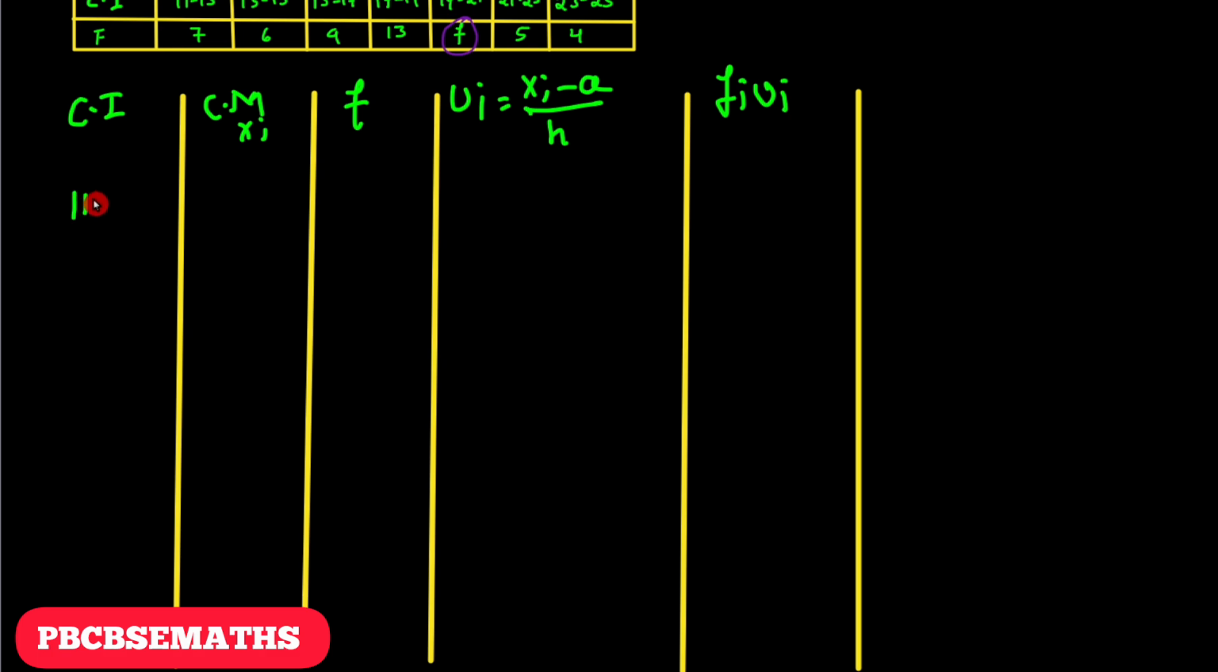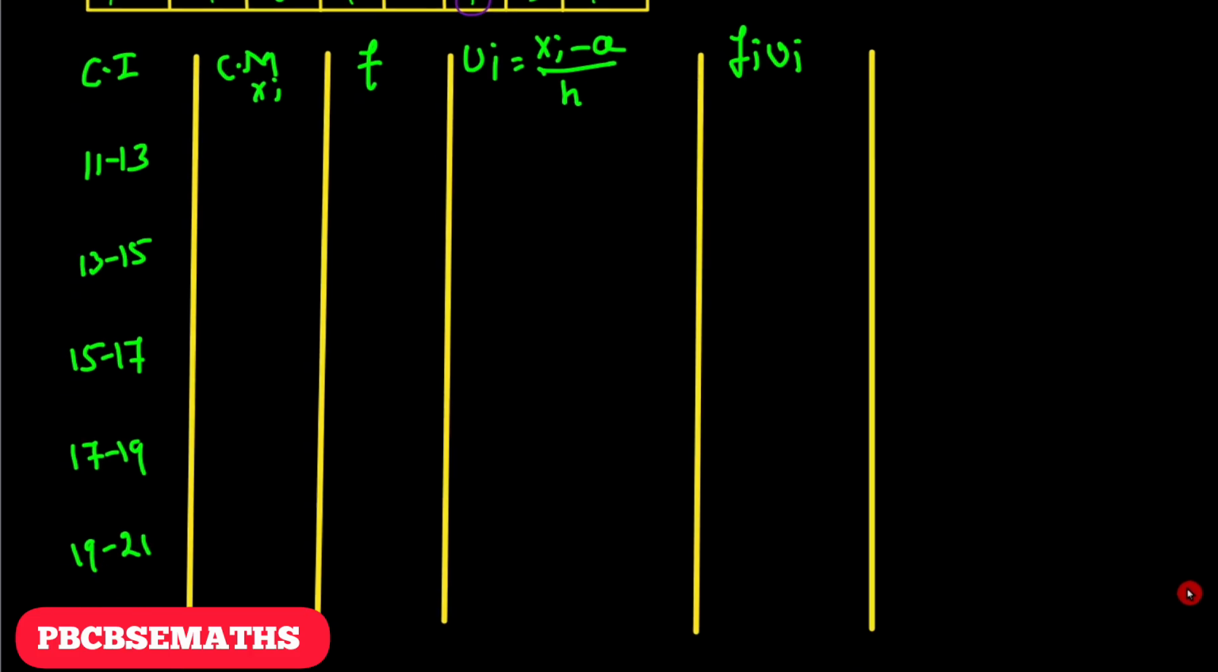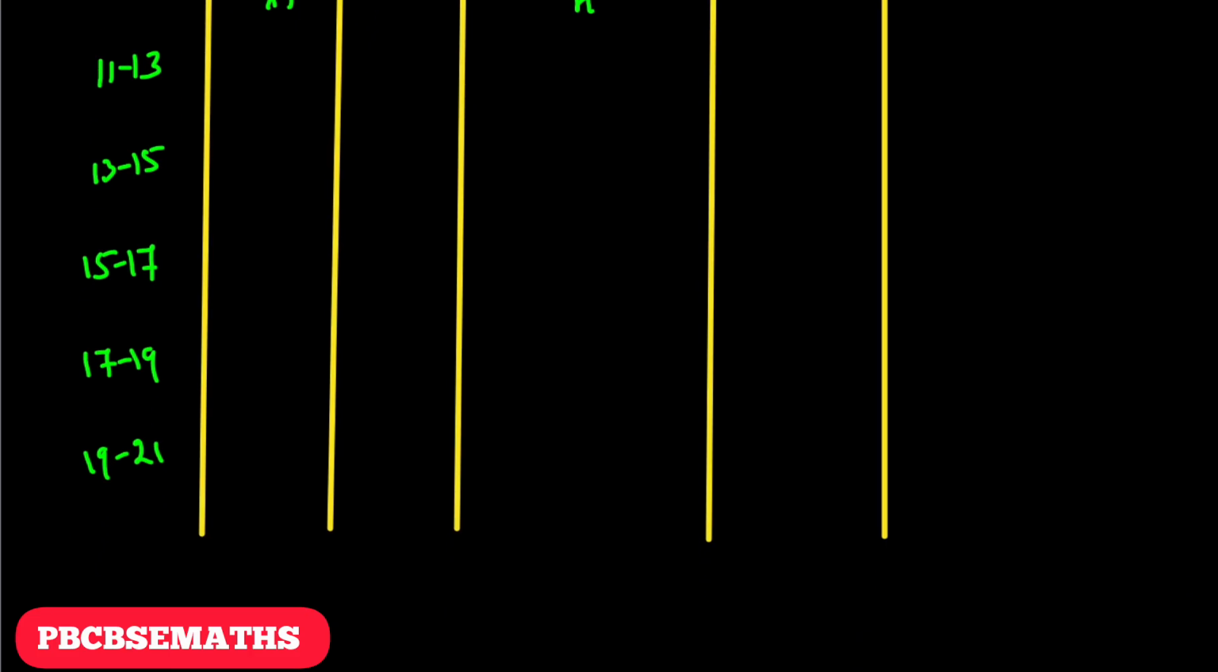First one is 11 to 13, second one is 13 to 15, third one is 15 to 17, next 17 to 19, next 19 to 21. Similarly, we will write the remaining. Next we have 21 to 23. At last we have 23 to 25.